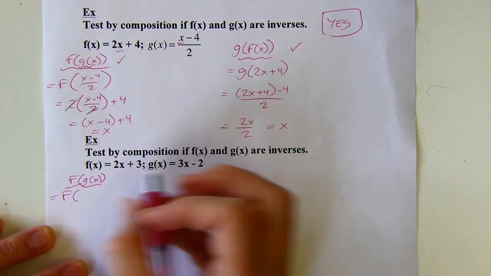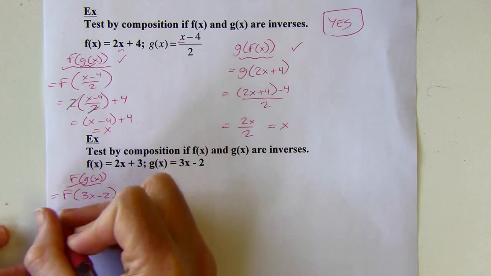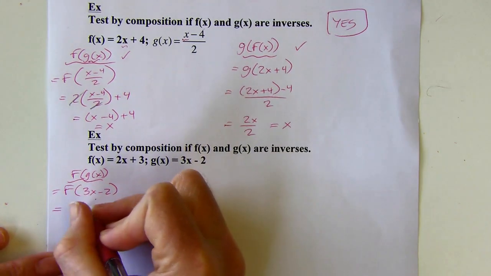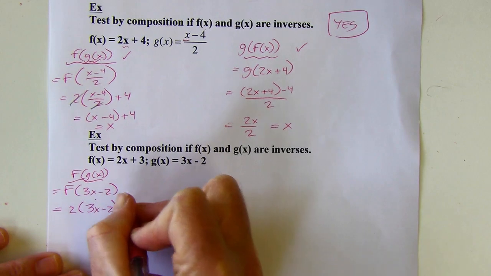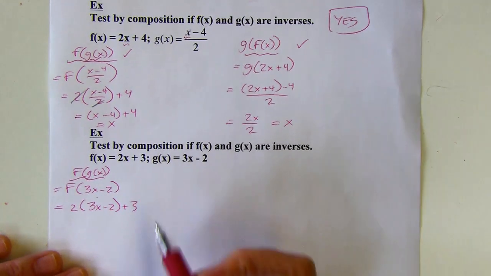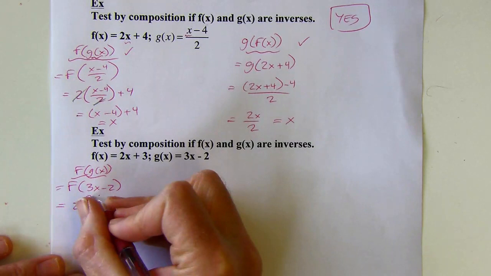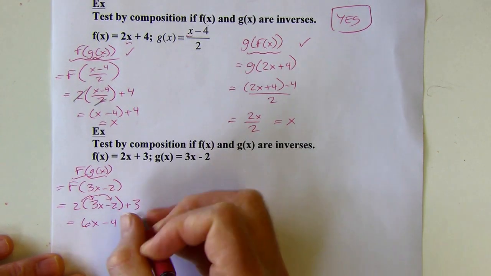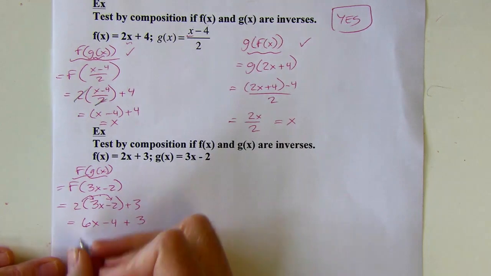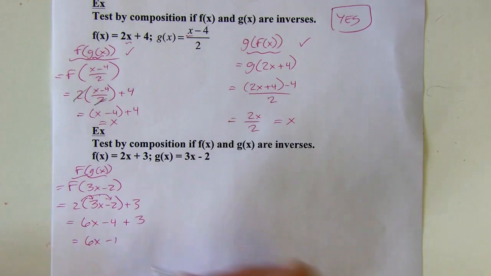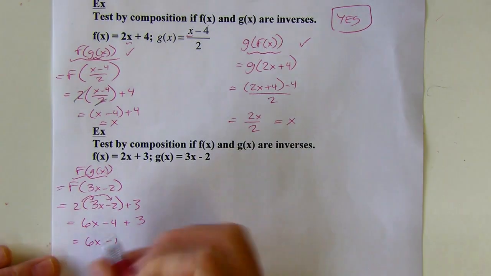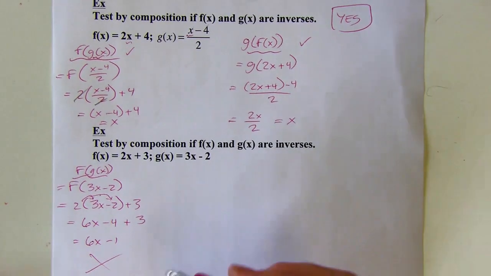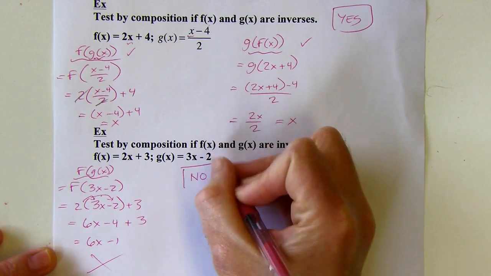g of x is the quantity 3x minus 2. I'm inputting 3x minus 2 into function f. 2 times something plus 3, where the something is 3x minus 2. Let's distribute the 2. That simplifies to 6x minus 1. Well, that doesn't equal x. This fails this leg, so I'm not going to do the other leg because it doesn't matter. They have to both pass, so my answer here is no, they're not inverses.